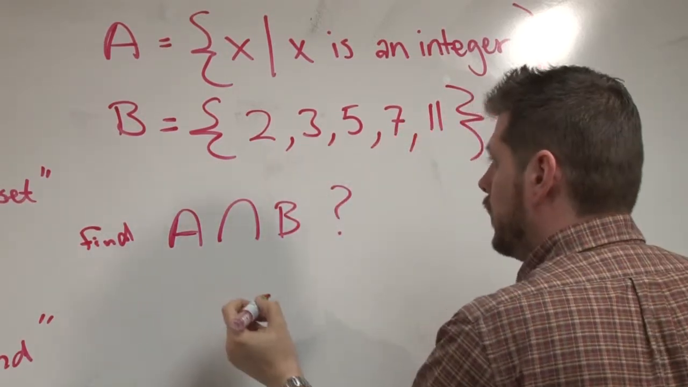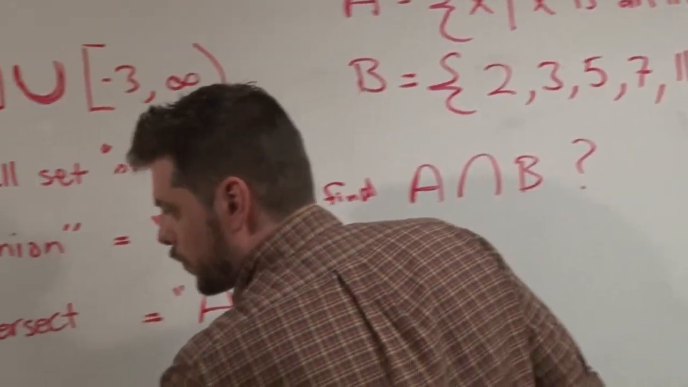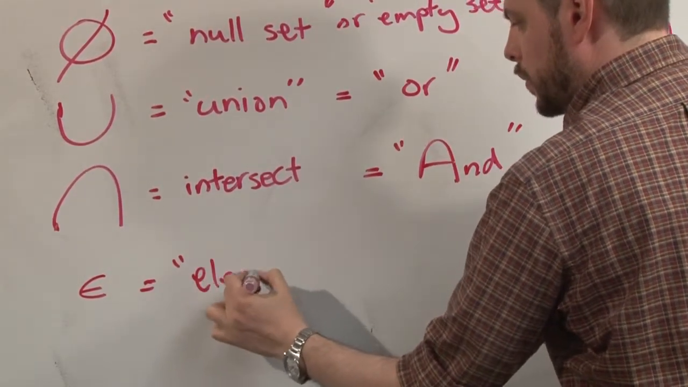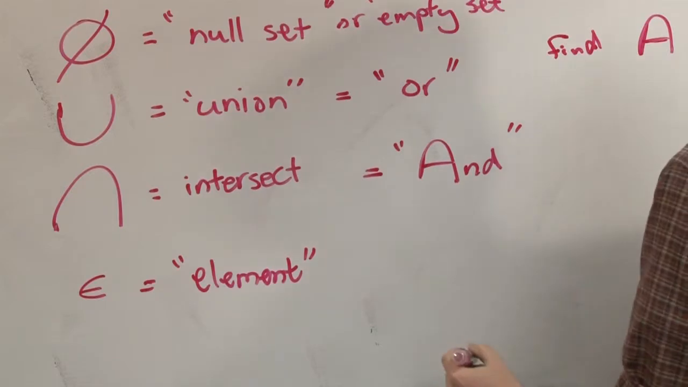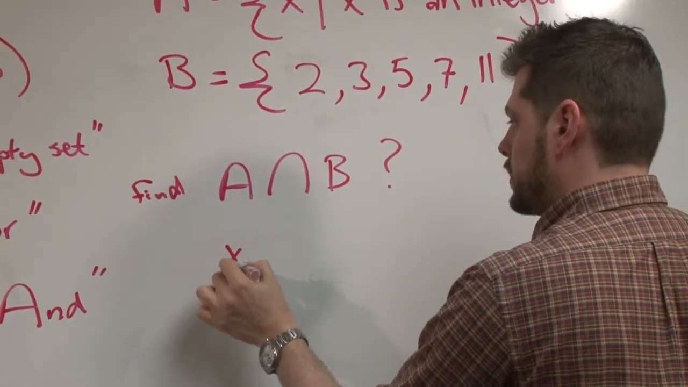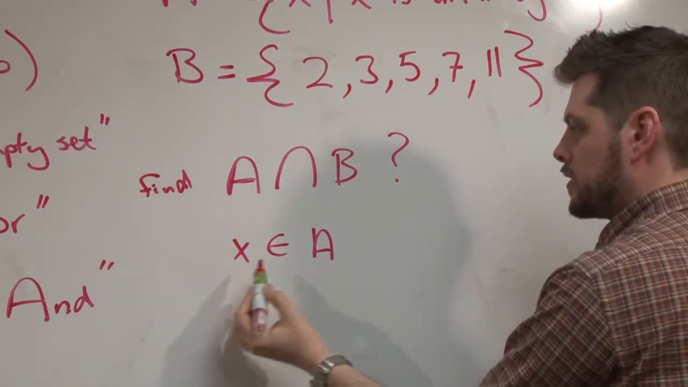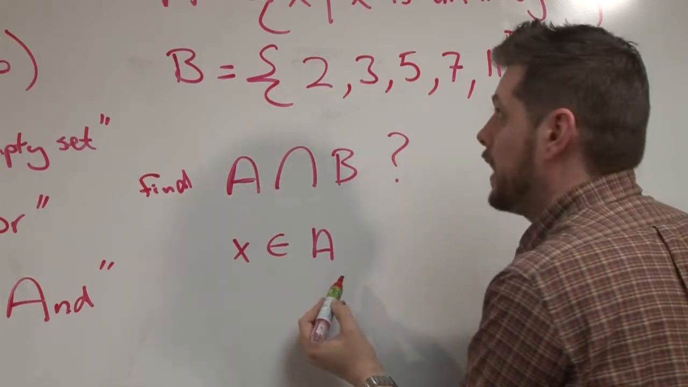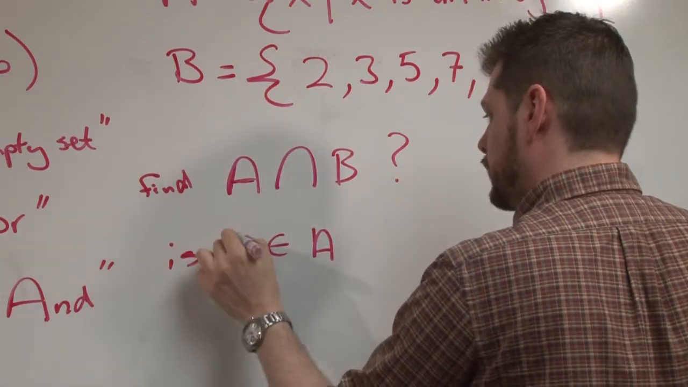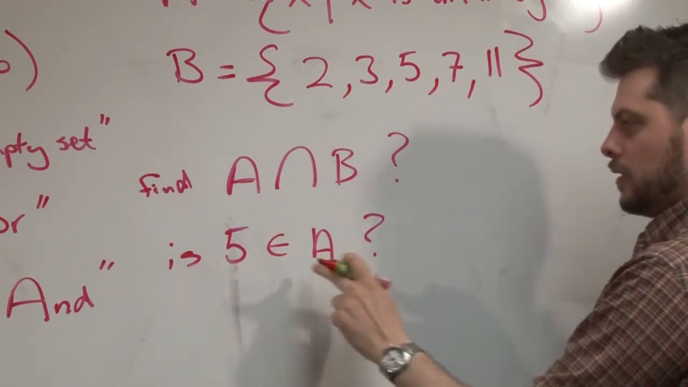and 11, right? And then you would want to know the ones that are, so another symbol that I'm going to use, and it might show up in your textbook, is this symbol, which means element. So what I'd say is X is an element of A, right? So what this is saying is X is one of the members in the set of A. So is 5 an element of A, right? Is 5 an element in the set of A?